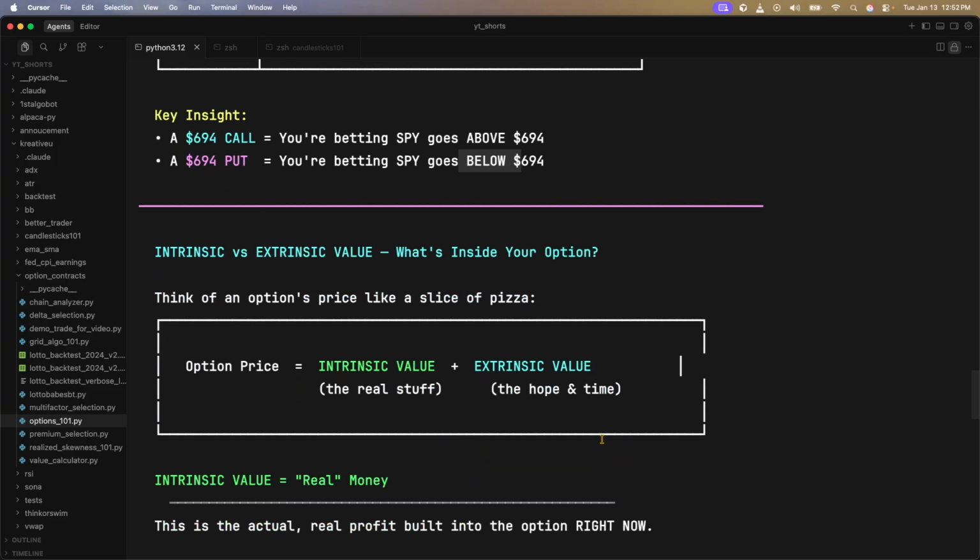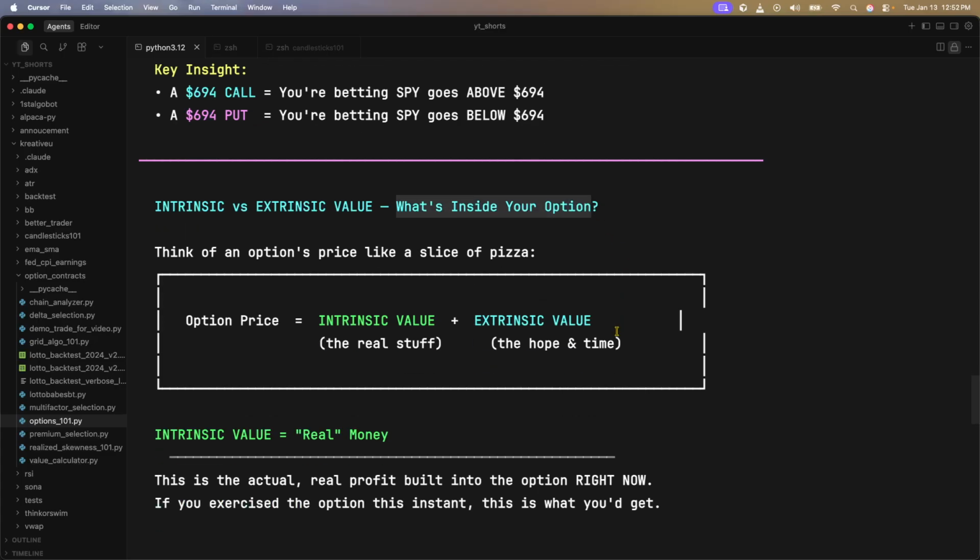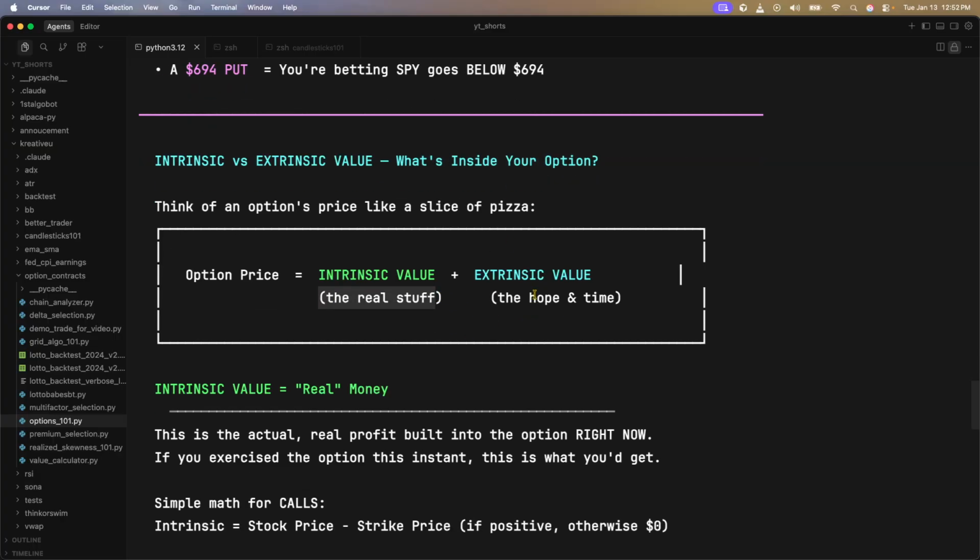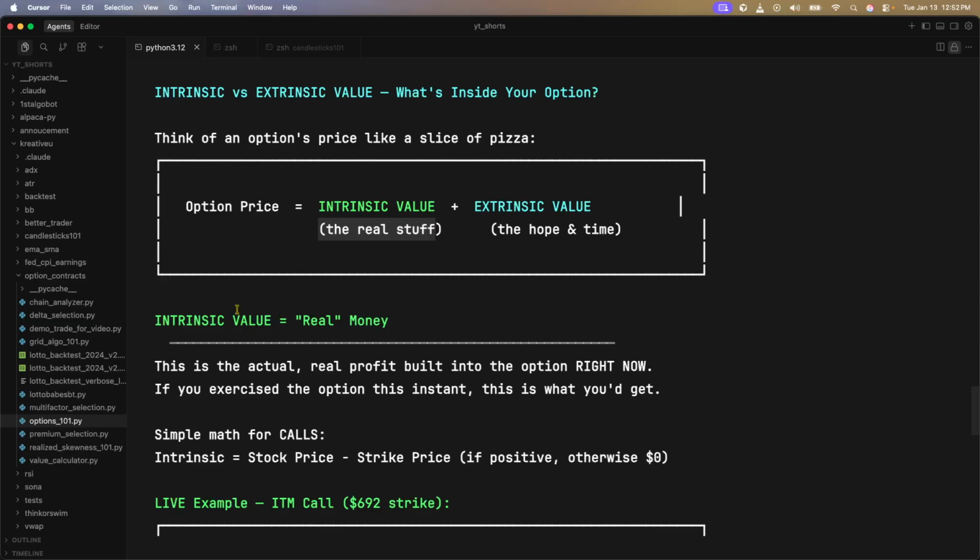So let's get into the bolts of it. Intrinsic versus extrinsic, right? What's inside the option contract? Think of it like a slice of pizza. The intrinsic is going to be the real stuff, and the extrinsic is going to be the hopes and dreams. So intrinsic is the real money, the actual real profits built into the option contract right now. If you exercise the option contract, this is instant, and this is what we'll get.